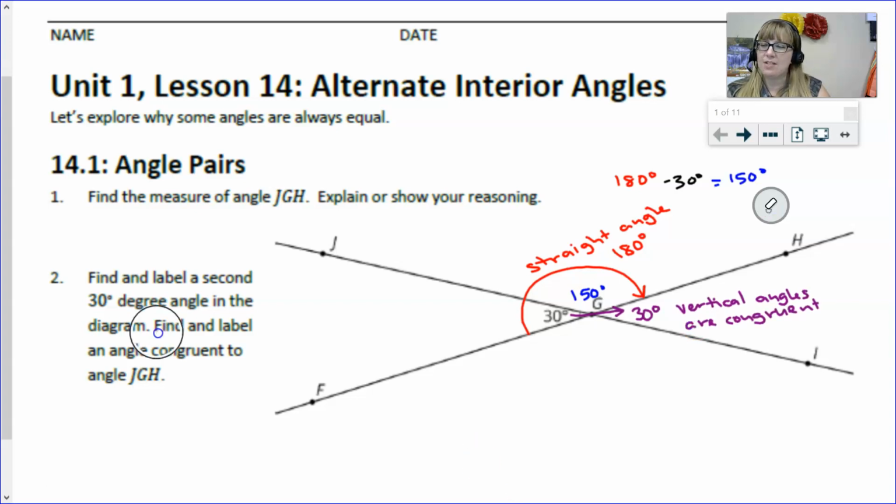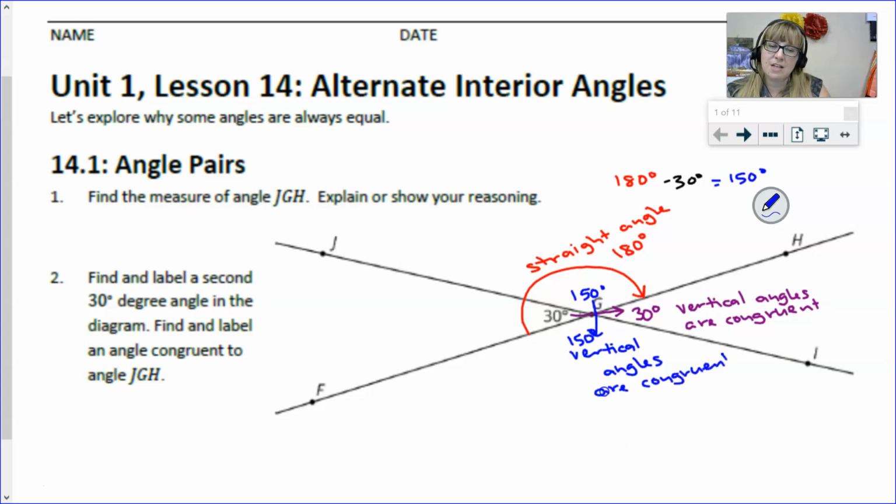When we continue on, it says find and label an angle congruent to angle JGH. So again, JGH is 150 degrees. And while I can continue to use the straight angle property, understanding that this 30 degrees will add up to 180 degrees when added to this angle, even easier than that is continuing to use that property known as vertical angles. So, since these are also vertical angles, that tells me that this is also going to be 150 degrees because vertical angles are congruent.